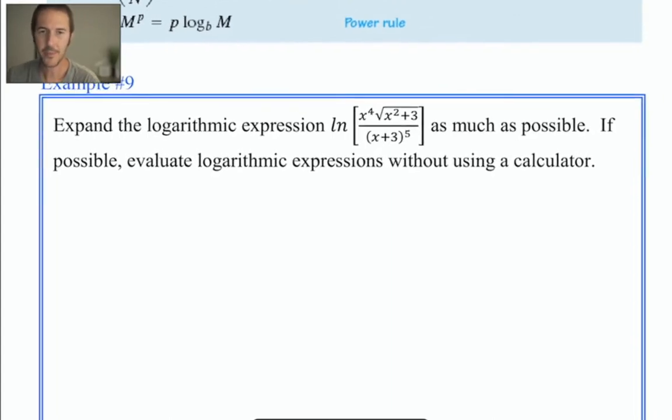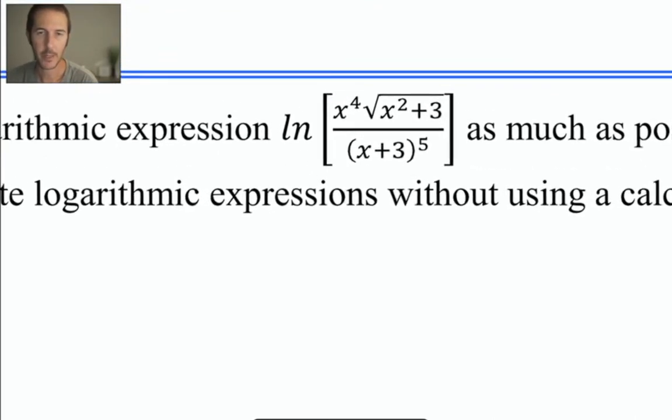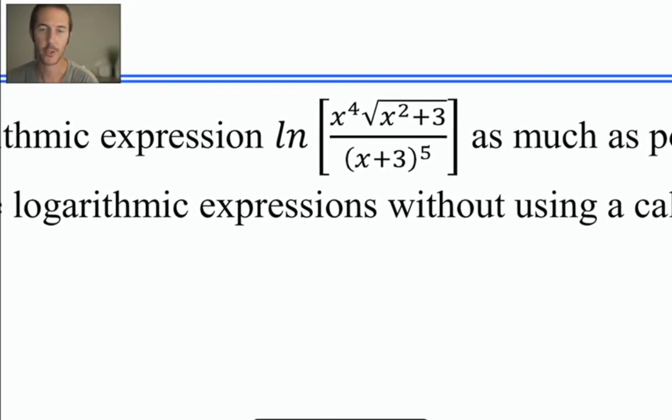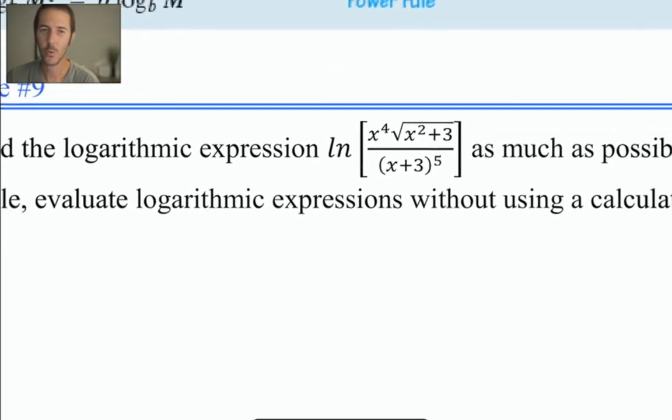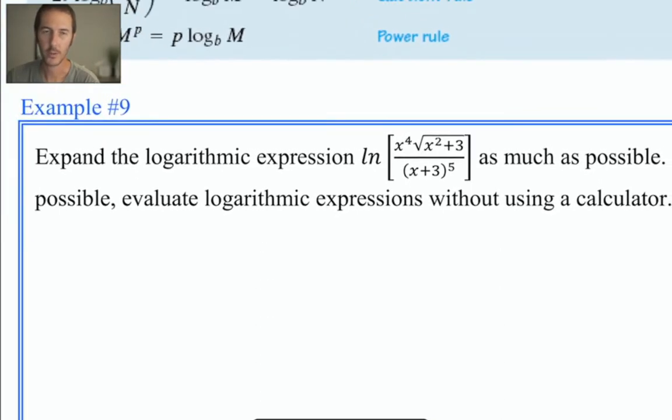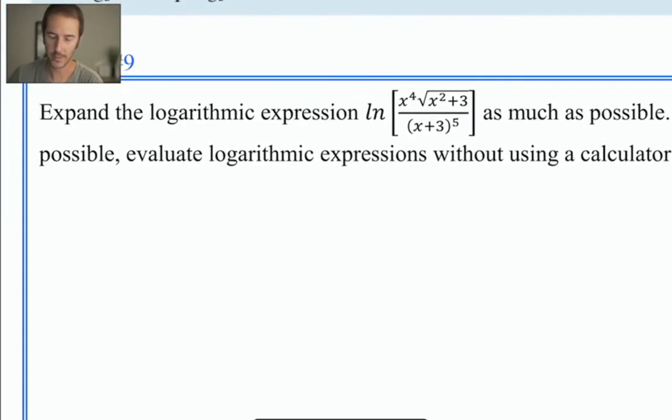The biggest thing that I see happening here is I've got a fraction. And a fraction has a numerator and a denominator. So that's how I'm going to start to expand this. I'm not going to expand the whole thing all in one go. I'm going to use my properties, my rules, one at a time.